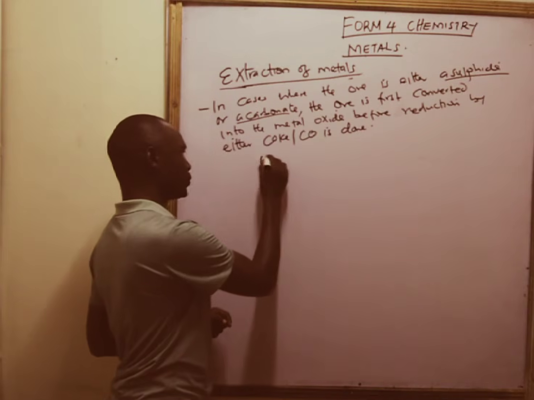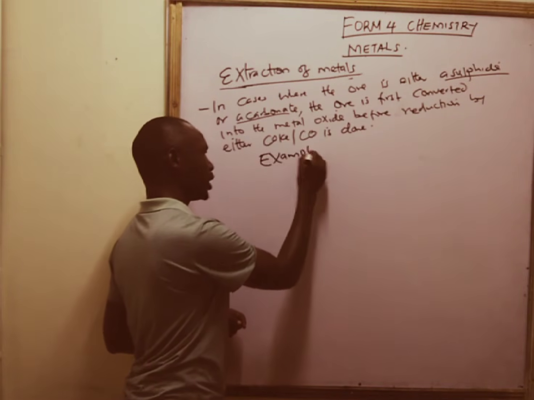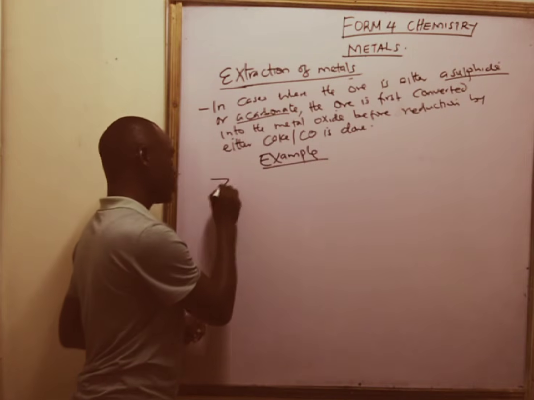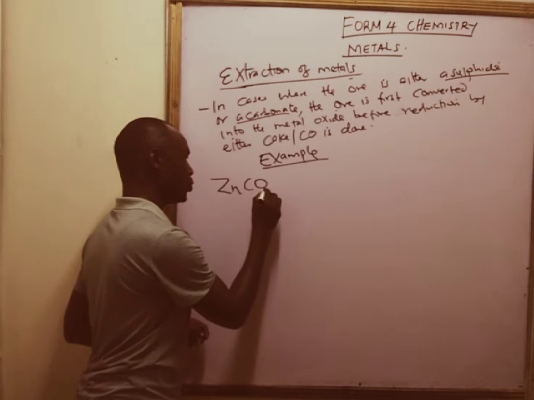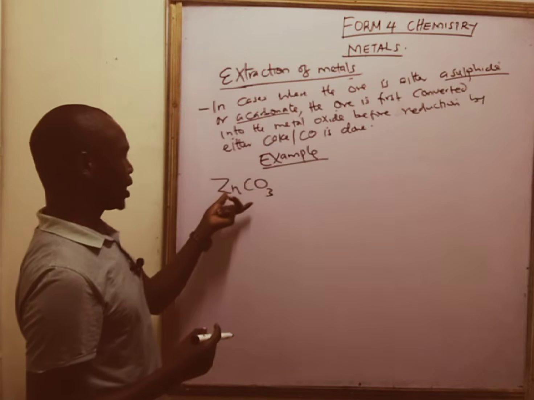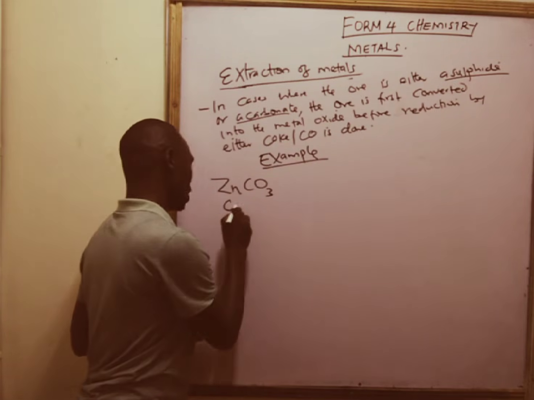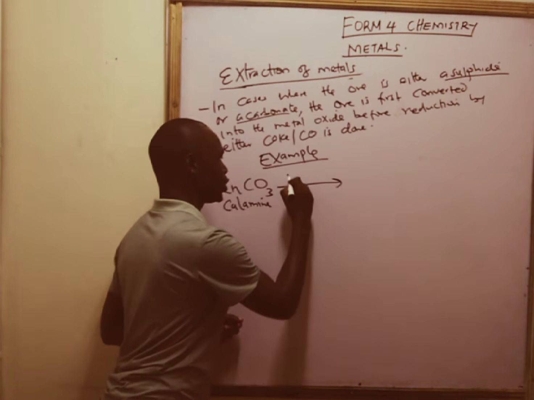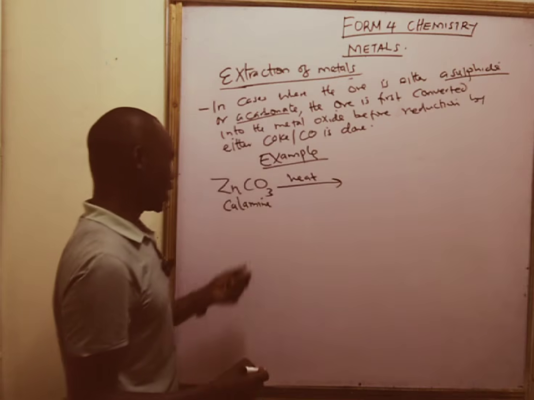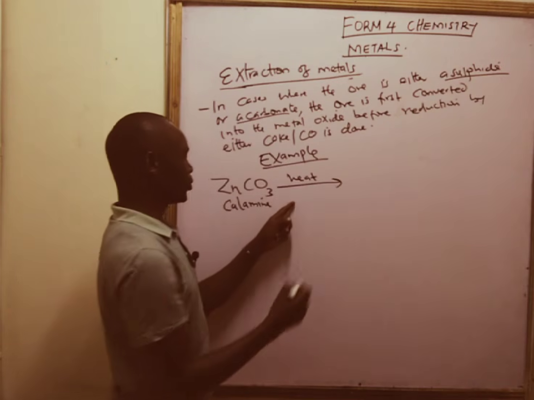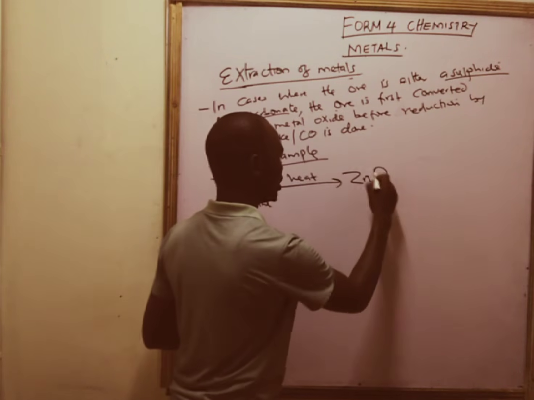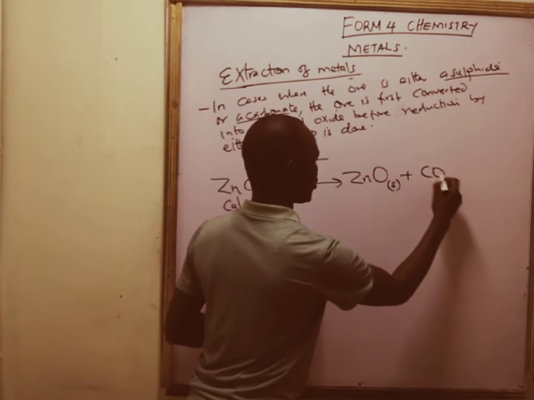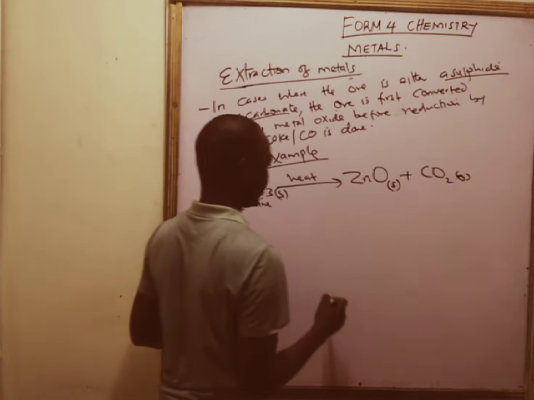For example, if you are extracting a metal like zinc, and maybe we are using the ore which is a carbonate, let us say zinc carbonate or calamine, what we normally do is to heat this carbonate, and remember zinc carbonate heated will give us zinc oxide, which is a solid, plus of course carbon 4 oxide, which is a gas.